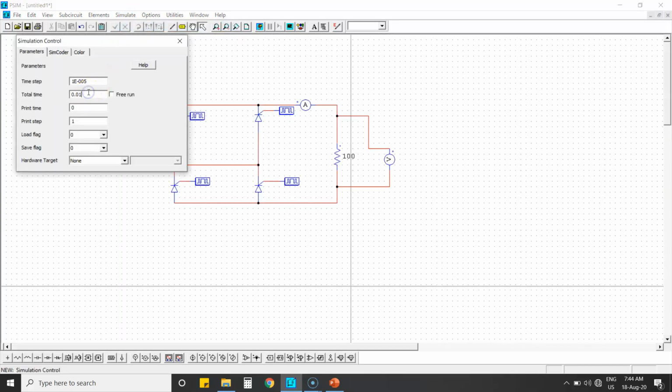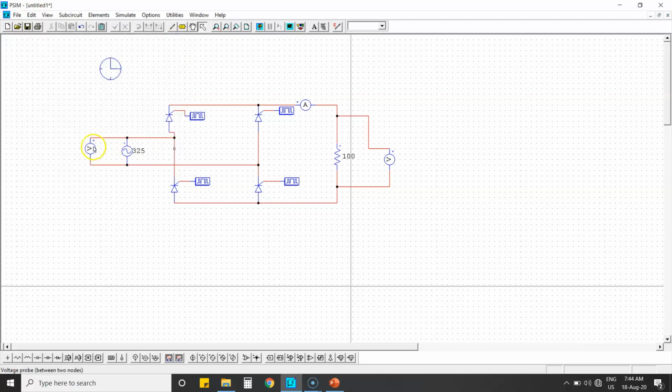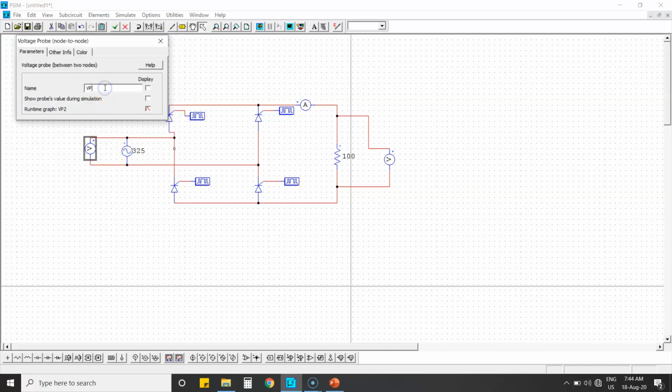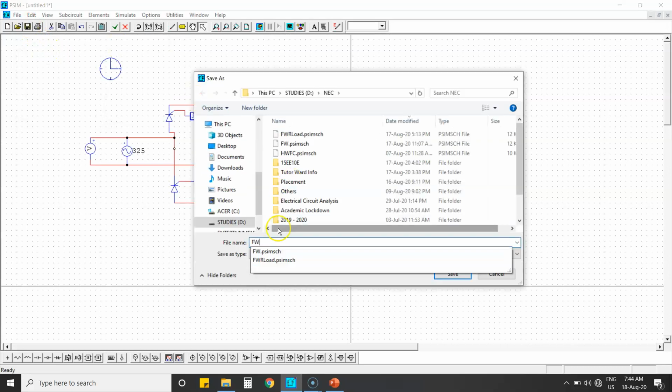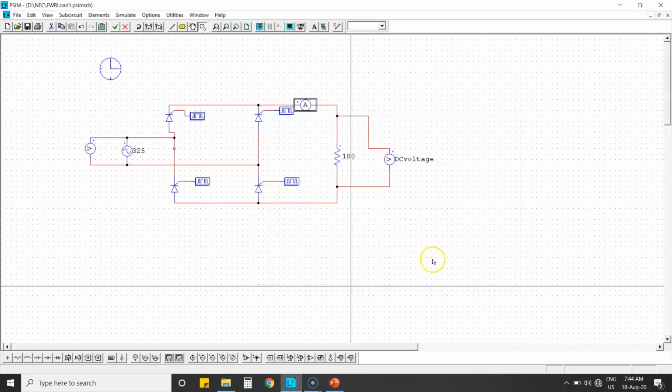I have taken the total time as 0.1. So this is the input voltage, and this probe is mainly for your DC voltage. Now just save the file and run this simulation.